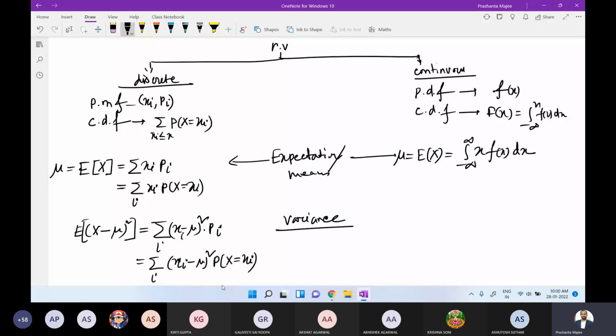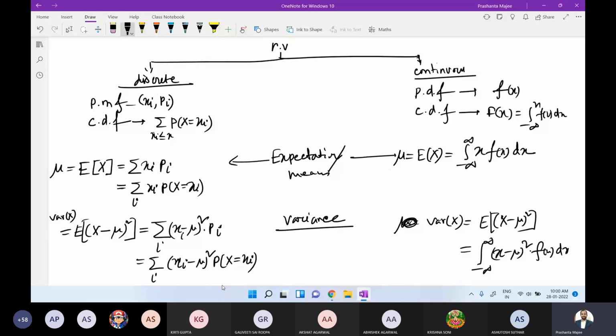In continuous case, let me write down var of x, variance of x. This will be the expectation of the same thing, x minus mu squared. So what is this by definition? Integral from minus infinity to plus infinity of x minus mu whole squared into f of x dx.